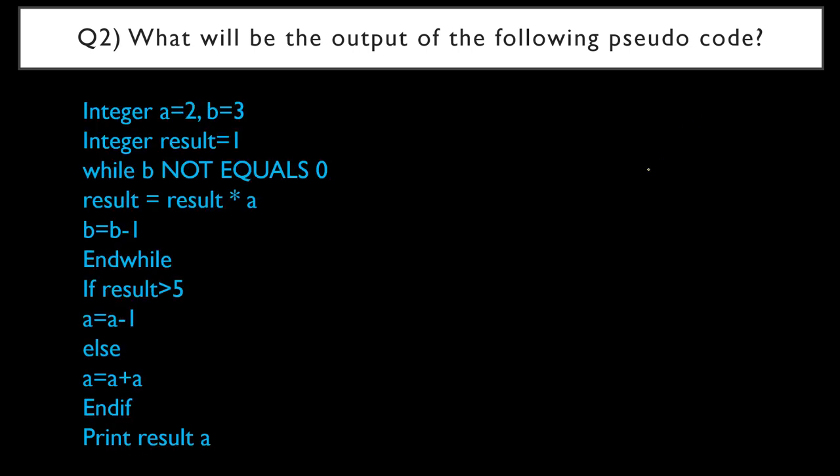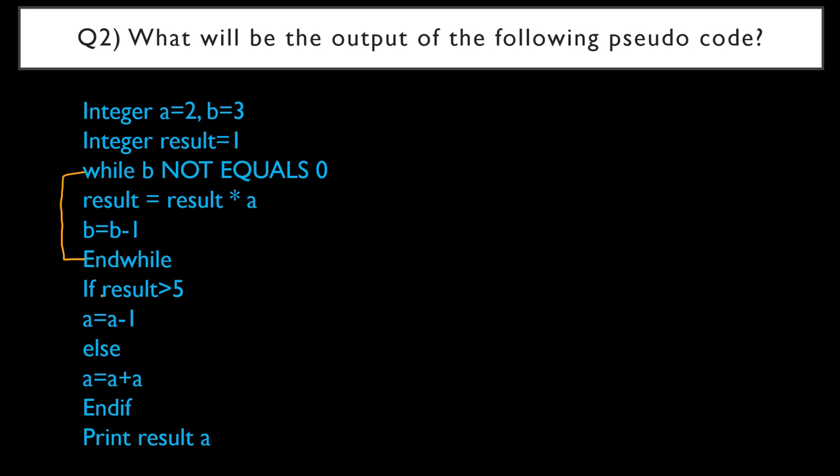Let's go to the next question. That is question 2. What will be the output of the following pseudo code? Integer A equal to 2, B is equal to 3, integer result is equal to 1. While B not equal 0, result equal to result into A, B equal to B minus 1, end while. So this while loop ends here. This is very important to note down.